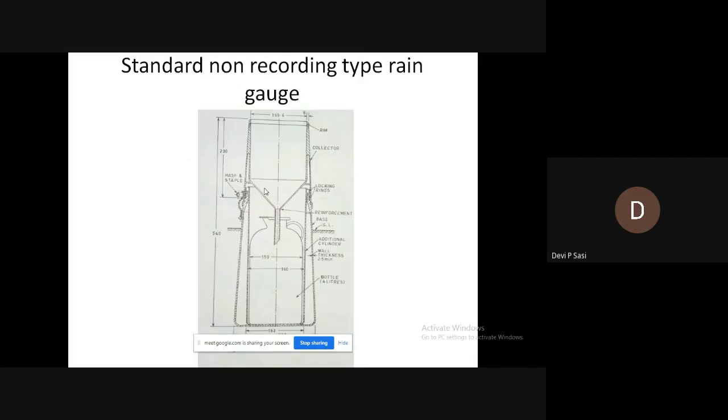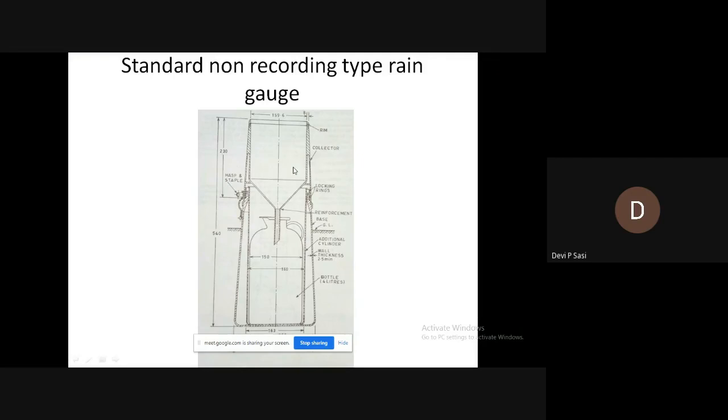Next, the non-recording type rain gauge is the standard non-recording type rain gauge. Here you can see two segments, that is a collector and a receiver. You can see the ground level represented by GL. Above GL there is the collector, and below GL is the receiver, which is partially below ground level, while the collector is above ground level.